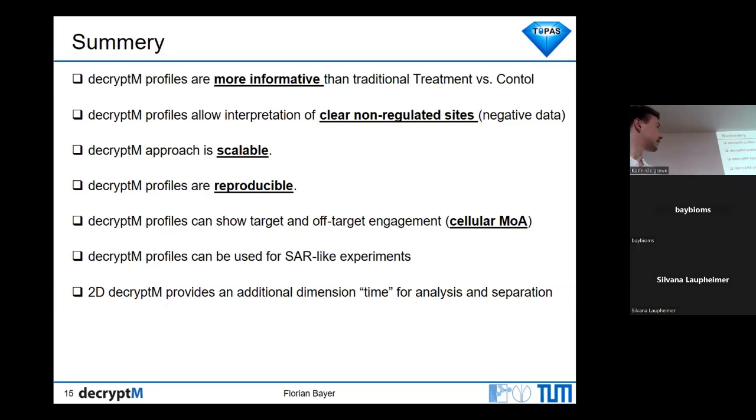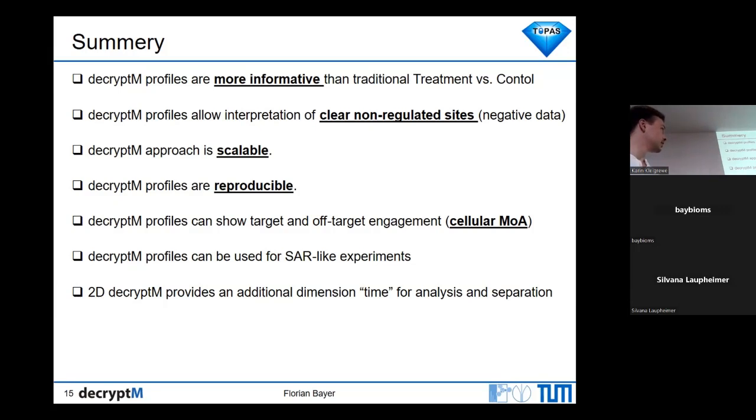With that, I'm basically done. So I just want to summarize quickly what we've seen. The first thing is Decrypting profiles are more informative. I hope you all agree to this. So we get this extra dimension and you always get it for free. So when you do your own experiment and you can use this extra dimension, you should use it. Then, something I didn't mention yet, we also get really nice profiles for non-regulated data. And we have then this high quality negative data set. That's also very useful for all sorts of machine learning tools that are around. People usually just report what's regulated, but it's also very interesting what's not regulated.